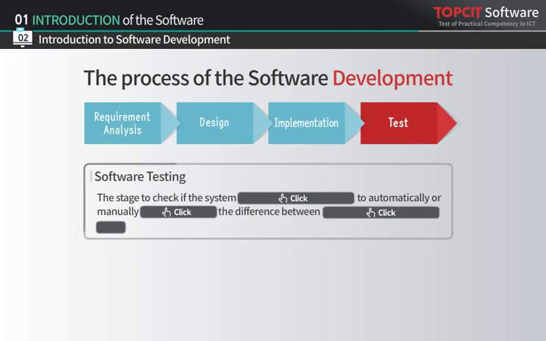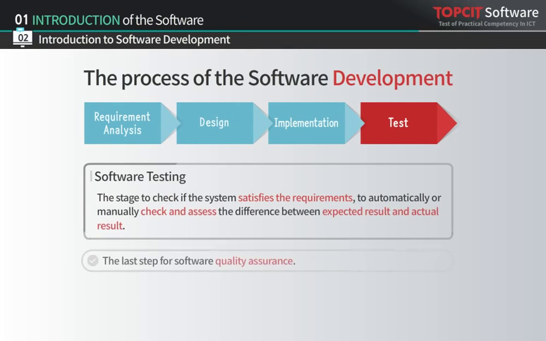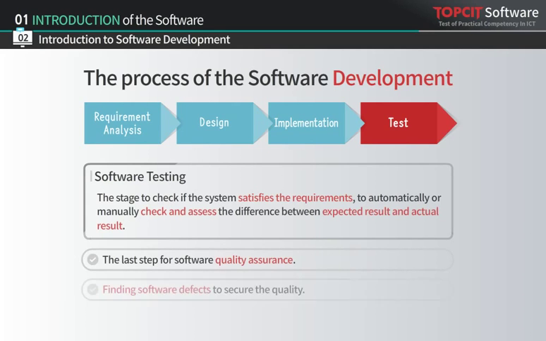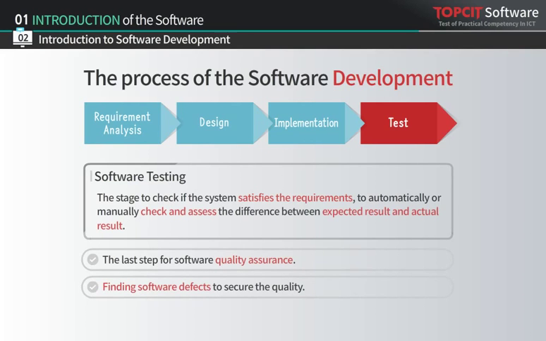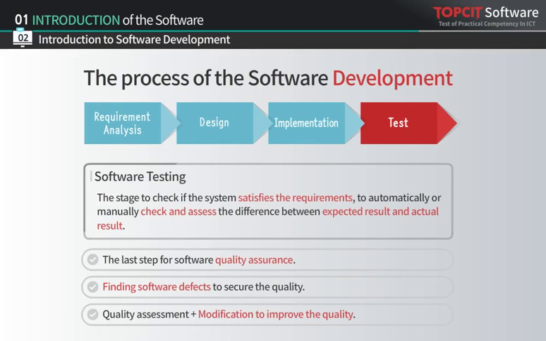What do you think software testing is? This stage is the last step for software quality assurance and for finding defects in order to ensure quality. Also, it includes software quality assessment and modifications for quality improvement.